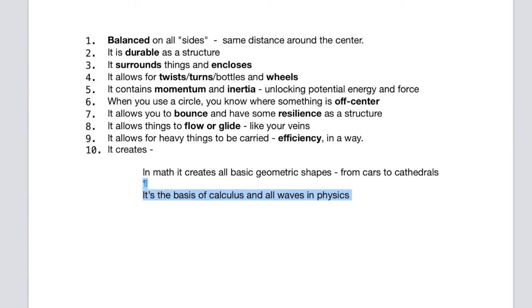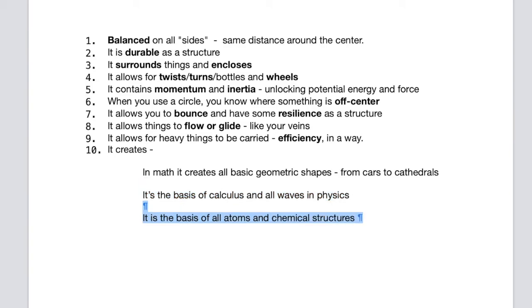It's complementary. So that's where the word cosine comes from. And it's the basis of all atoms and chemical structures. So when you get into science, you're going to see biology, and you're going to see a lot of different shapes, geometry shapes, as well as the circle. And you will see it as the basis of all atoms, as well as even things larger like the planets. So it's a pretty great symbol, in my view.